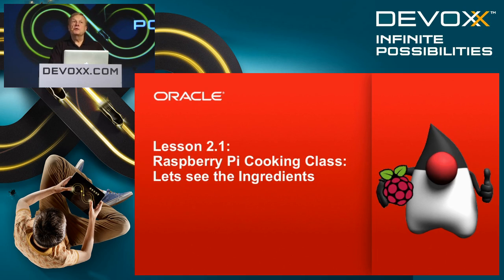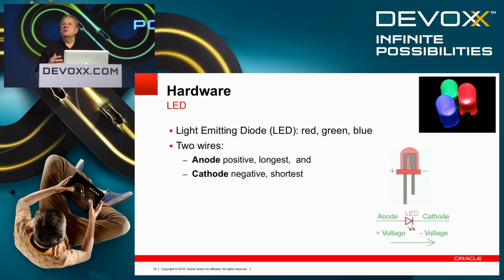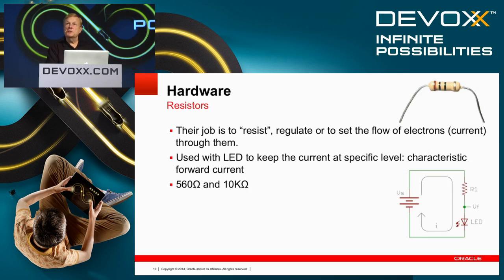So for lesson 2, the ingredients that we have for putting things together are things like LEDs, light-emitting diodes. Everybody knows what those are. Maybe you don't know some of the details, like the long lead is called an anode, and the short lead is called a cathode, and the voltage runs from positive to negative, and that's some of the anatomy of an LED. And then we have resistors.